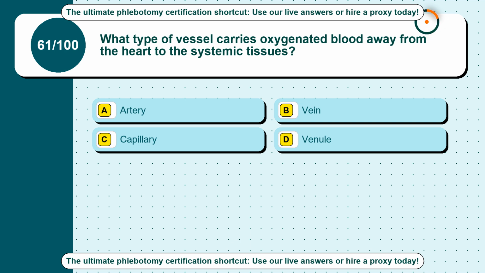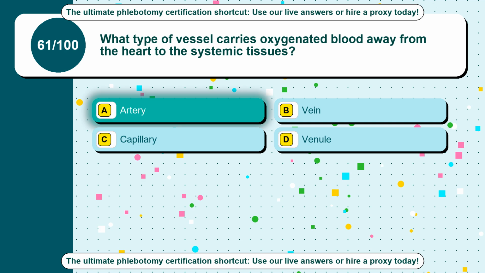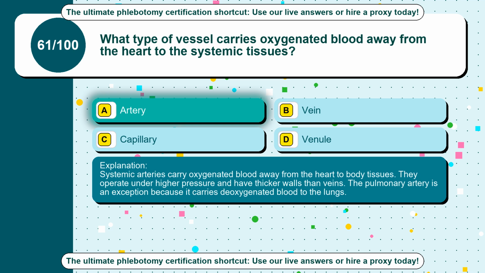Option C. Capillary. Option D. Venule. The correct answer is option A. Artery. Systemic arteries carry oxygenated blood away from the heart to body tissues. They operate under higher pressure and have thicker walls than veins. The pulmonary artery is an exception because it carries deoxygenated blood to the lungs.